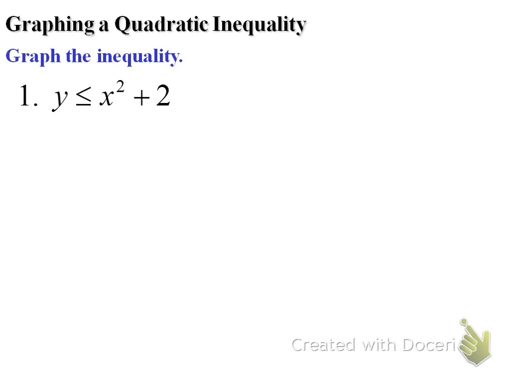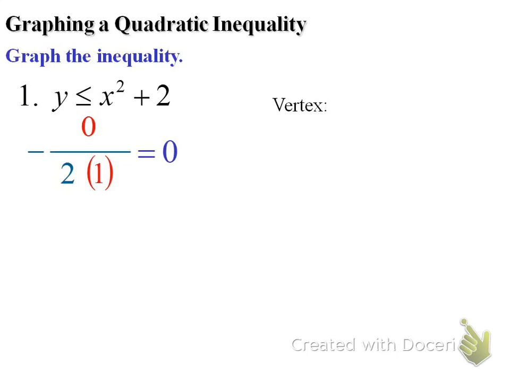Alright, so here is number 1, graphing a quadratic inequality. So we want to graph y is less than or equal to x squared plus 2. To find your vertex, this is where we do the negative b over 2a. What's b in this case? There isn't a b, so what do we put? 0. A is 1.